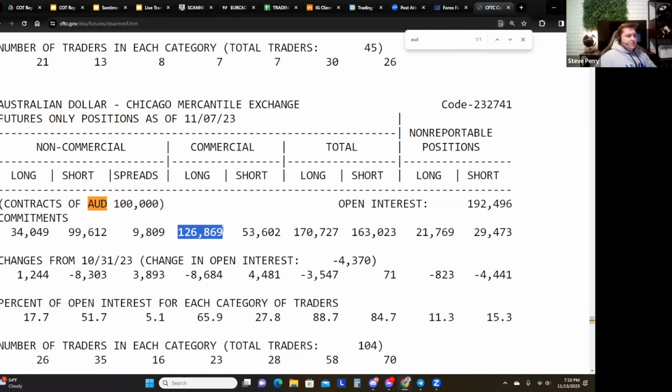There's 126,000 contracts long on the commercial and 54,000 short on commercial. On the other side, you've got non-commercial with 34,000 long and almost 97,000 short. So there are definitely more contracts going with commercial.